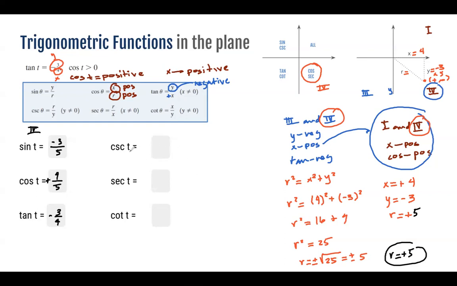And now, finding the cosecant is just the reciprocal, so minus 5/3. Secant, positive 5/4. And cotangent, minus 4/3.